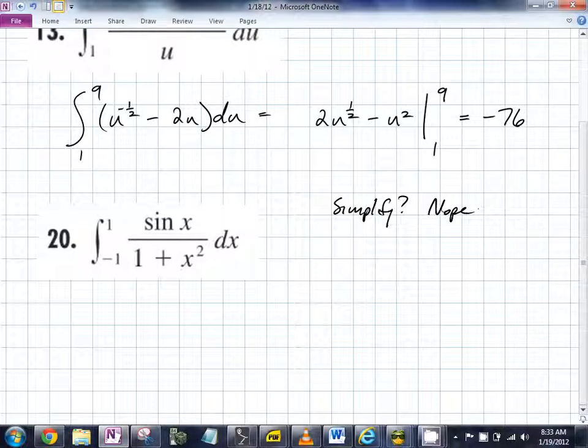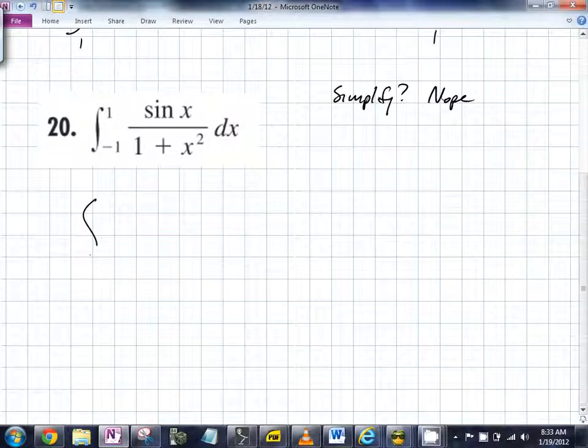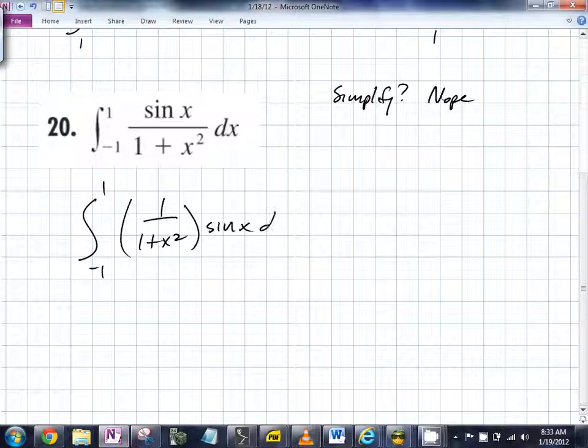Yeah, you might split it and do something like this. Negative 1 to 1 of 1 over 1 plus x squared times sine x dx, right? And the reason you did that is why? This right here, yes, you're right. The integral of 1 over 1 plus x squared dx is what? Tangent inverse x. And that right there should make you feel as though you're going in the right direction.